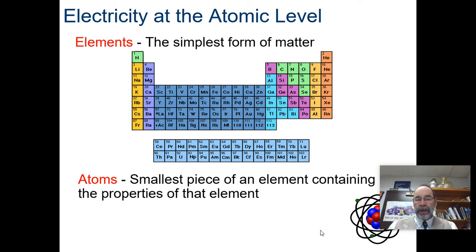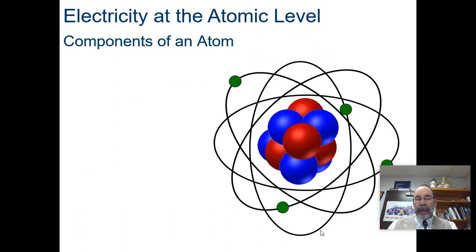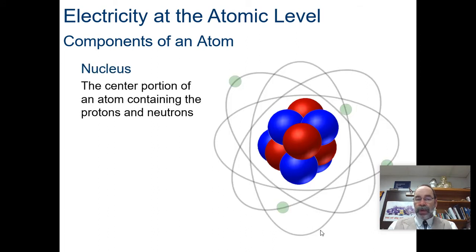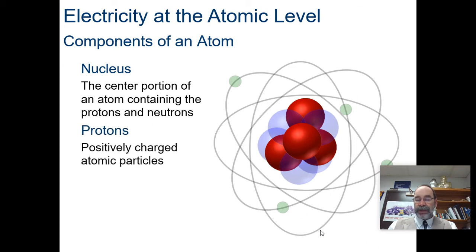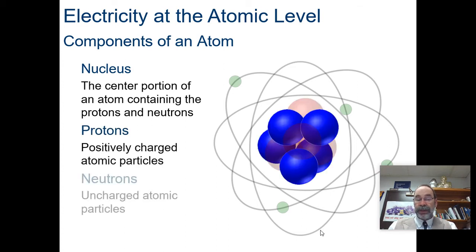So first of all, you've got your elements. Atoms are the smallest piece of an element. And then you've got different components of an atom. You have the nucleus, the center portion of it. You have protons that are positively charged. You have neutrons, they're uncharged atomic particles.